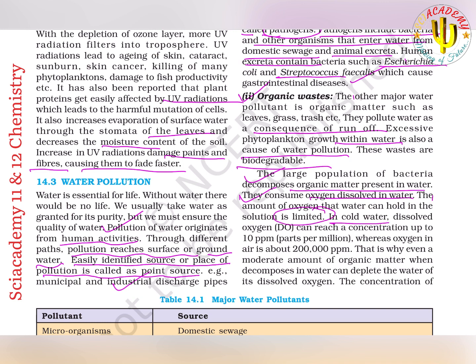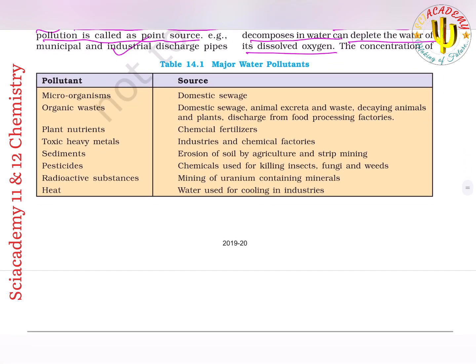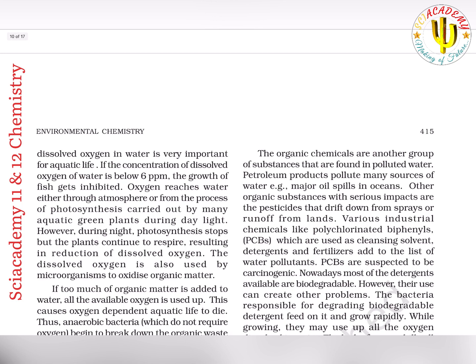In cold water, dissolved oxygen (DO) can reach a concentration of up to 10 ppm, that is, parts per million, whereas oxygen in the air is about 2 lakh parts per million. That is why even a moderate amount of organic matter, when it decomposes in water, can deplete the water of its dissolved oxygen. The concentration of dissolved oxygen in water is very important for aquatic life. If the concentration of dissolved oxygen of water is below 6 ppm, the growth of fish gets inhibited.